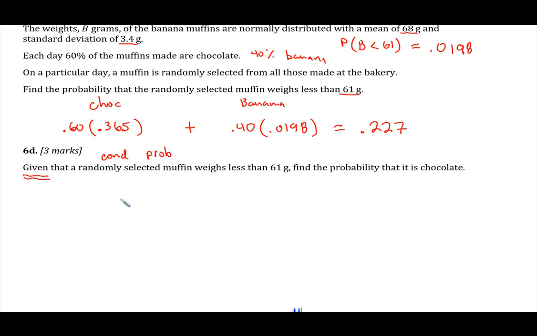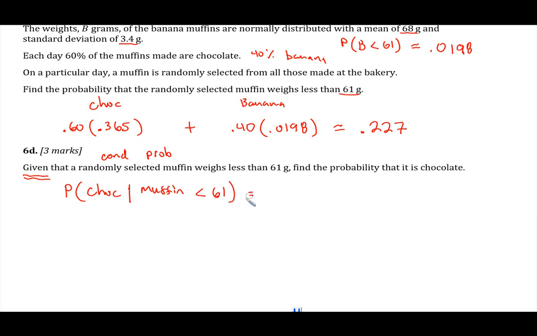So let's set up our probability condition. We're trying to find the probability that it is chocolate, given that a randomly selected muffin weighs less than 61 grams.